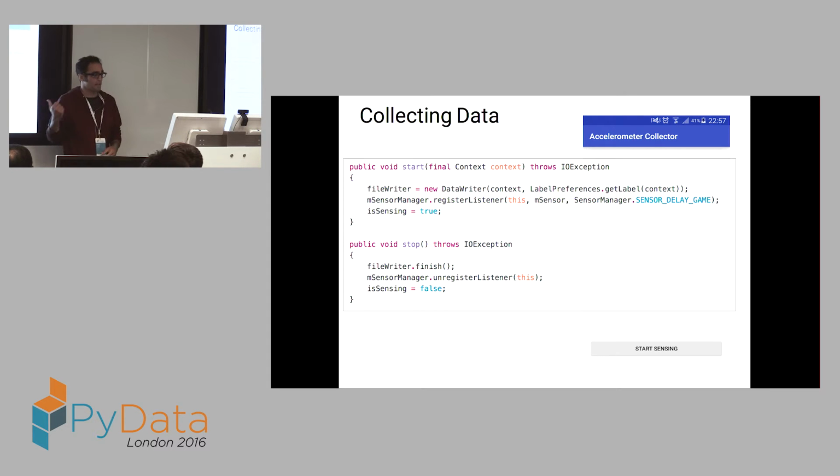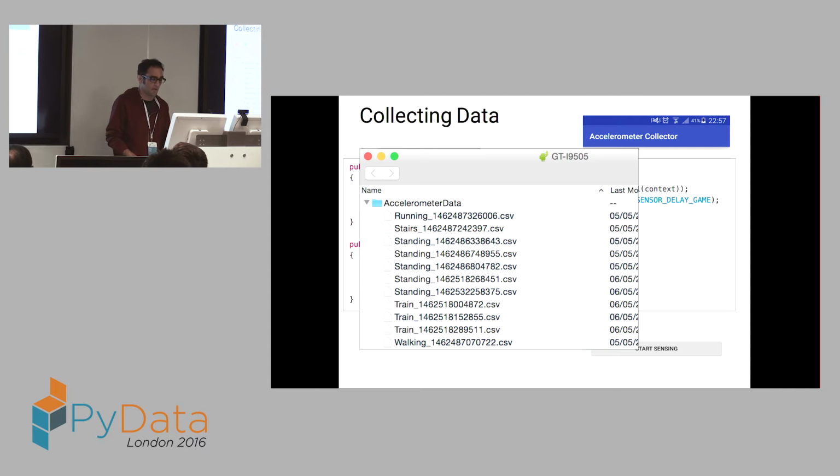When I click the Start button, it registers, it says, start giving me data. When I click the Stop button, it says, OK, I'm done, stop giving me data. And all my app was doing is writing that data into CSV files that I could then pull straight off the device. So super hacky.